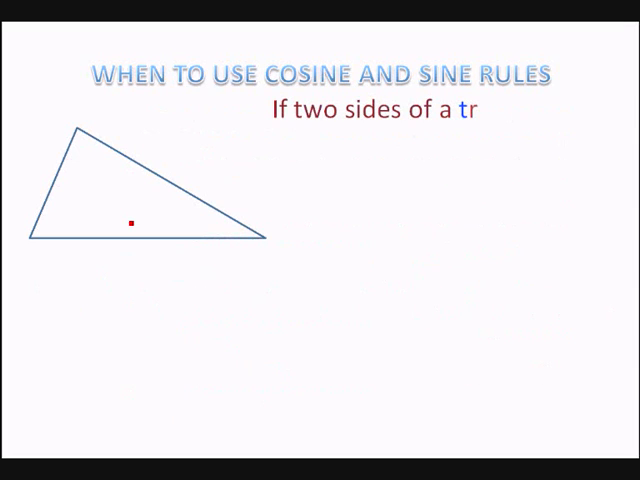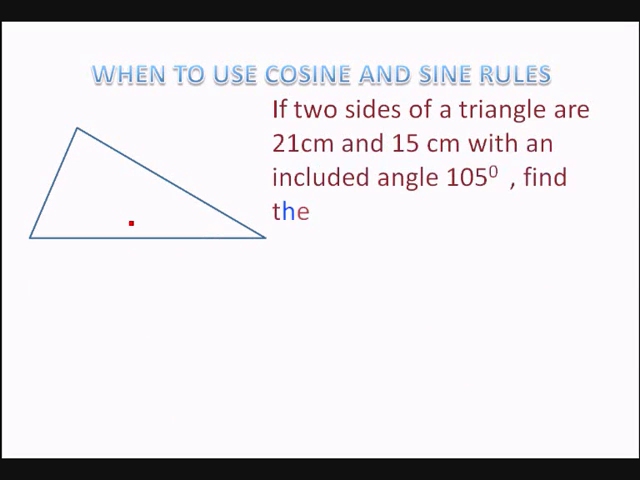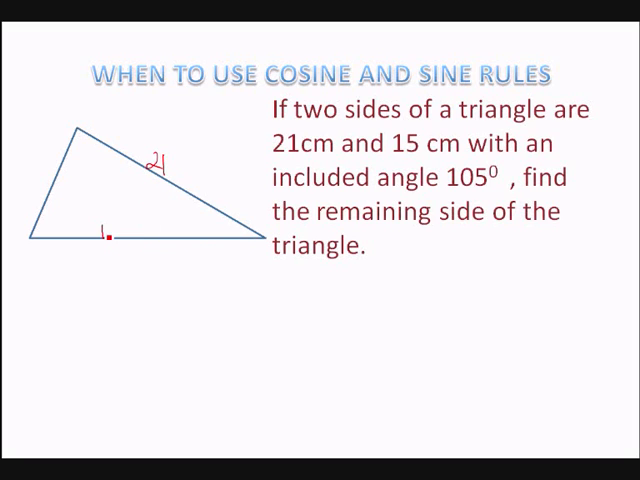The next example has two sides and an angle, and we are supposed to find the third side. Let me read the question. If two sides of a triangle are 21 and 15 centimeters with an included angle 105, find the remaining side of the triangle. So let me mark this as 21 centimeters and this as 15. Now, which angle is 105? So the word is included angle.